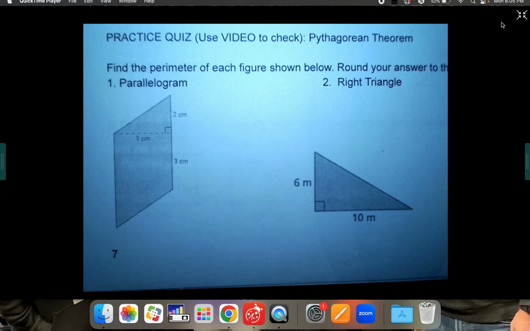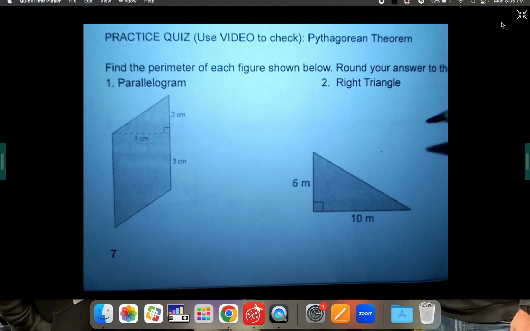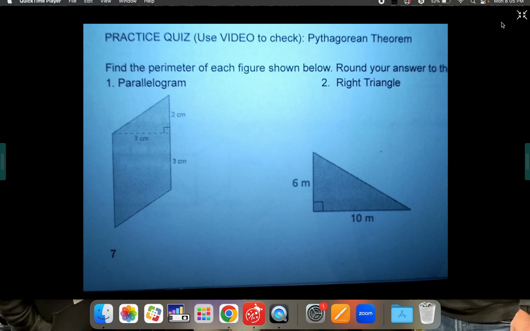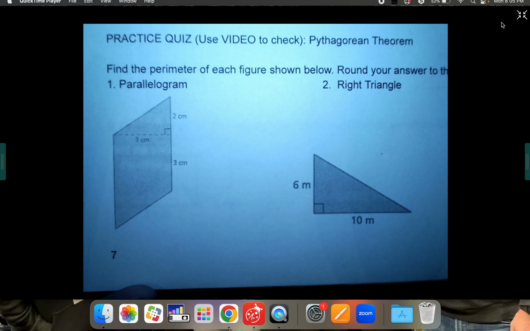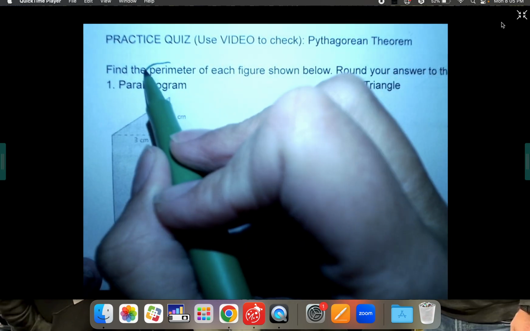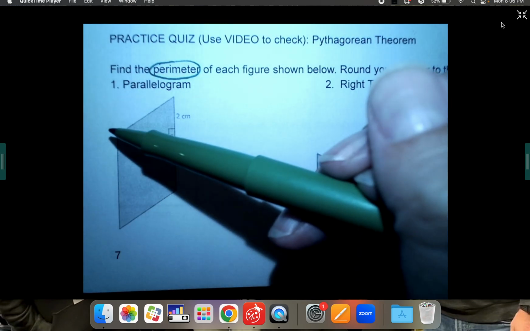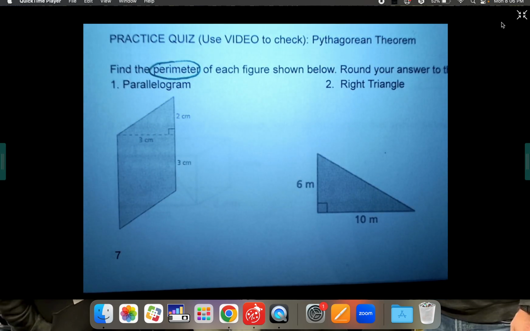Okay, this is the answer key for your practice test, your practice quiz. You are using the video to check your work. So let's go ahead and get into this and find the perimeter of each figure below. Perimeter means the outside edges all added together.